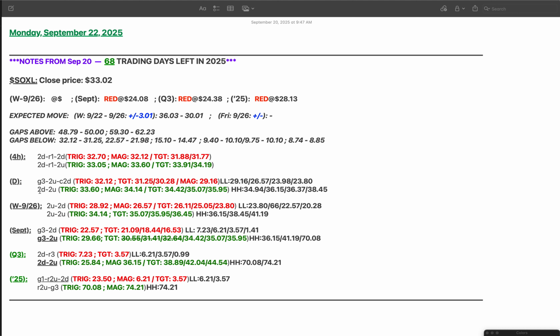Then to the upside, you would have a 2 down, 2 up on the day, triggering at 33.60 with a magnitude of 34.14. Extended targets of 34.42, 35.07, and 35.97 or 95 to the upside. Right, so just so you have some visual numbers to put with the chart that we just went over. Those are your triggers and targets.